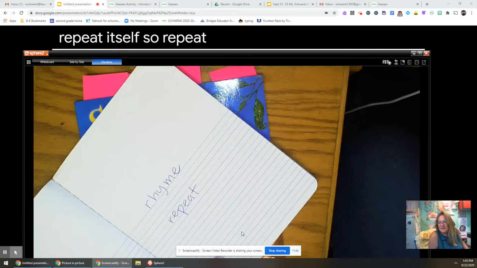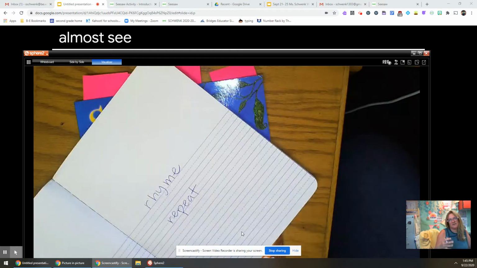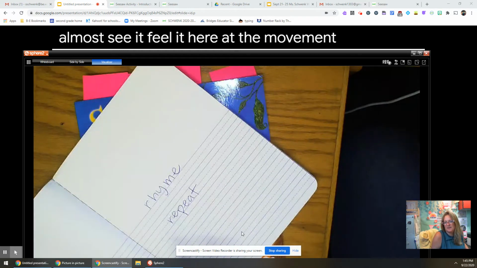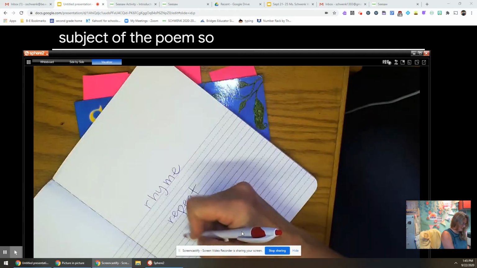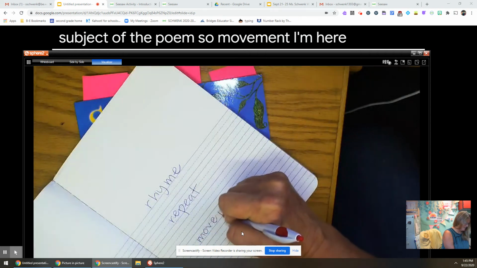And the other part of a poem that Mrs. Miller mentioned was movement. So, you can almost see it, feel it, hear it, the movement of the subject of the poem. So, movement. I'll move it down here. Movement.